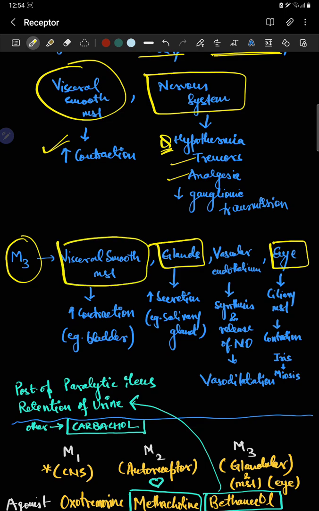Now in M3, very important are the glands, organs like the eye, and visceral smooth muscle like the bladder. You have to understand bladder physiology when you study most of these drugs. For any problem in the bladder, you use an M3 agonist or antagonist, and you will understand which one to use.